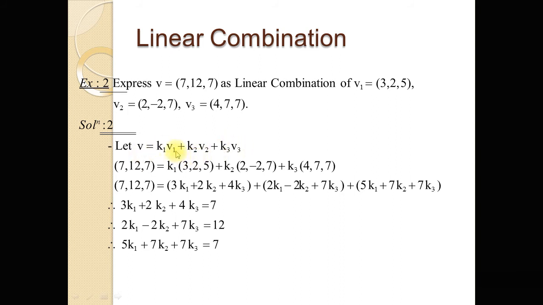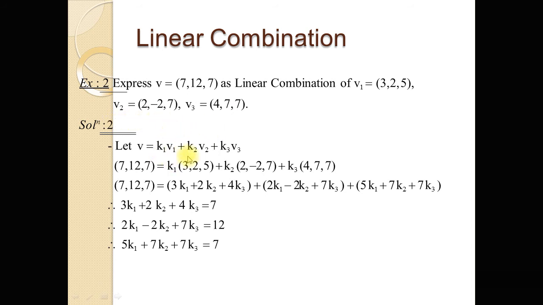Now we are going to find these unknown scalars k1, k2 and k3. After finding the values of k1, k2, k3, we will put them in this equation, and the right hand side will definitely be equal to 7, 12 and 7. Then this vector v will be the linear combination of the other three vectors v1, v2 and v3.